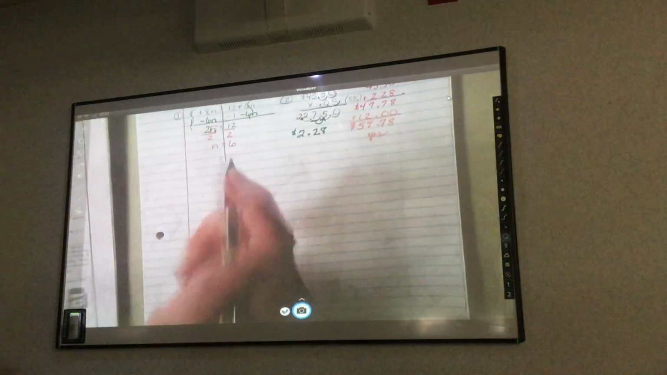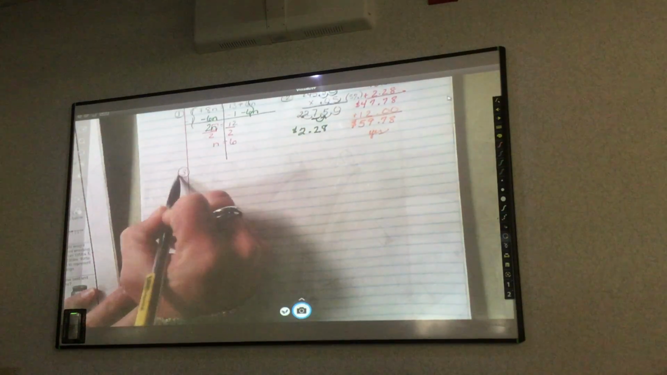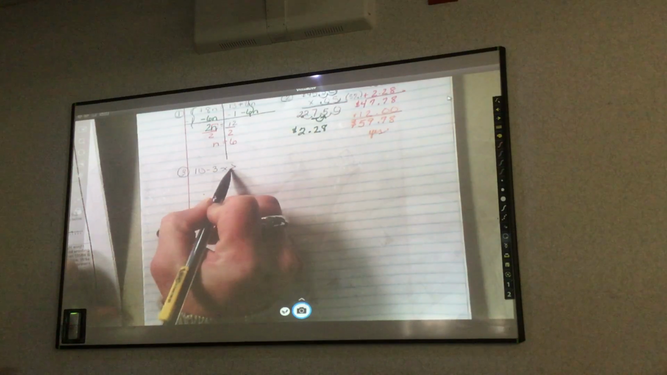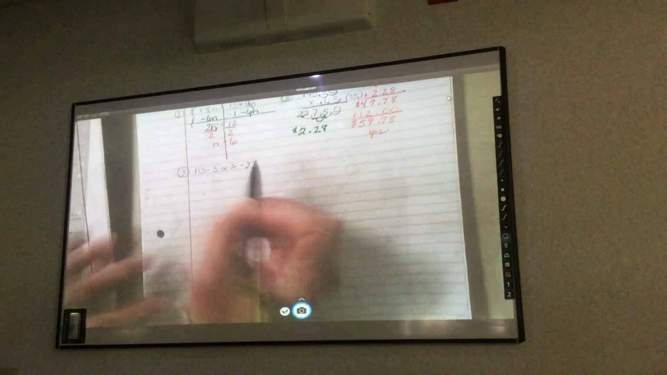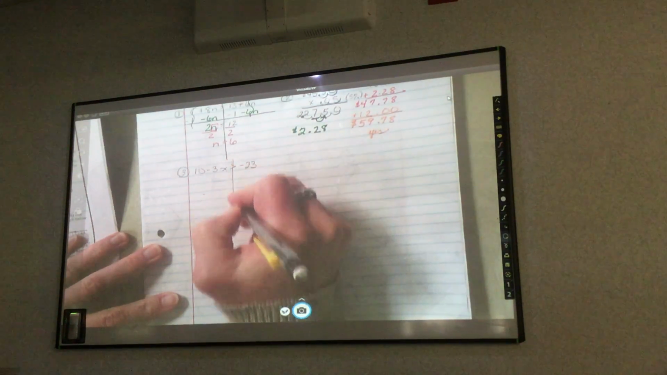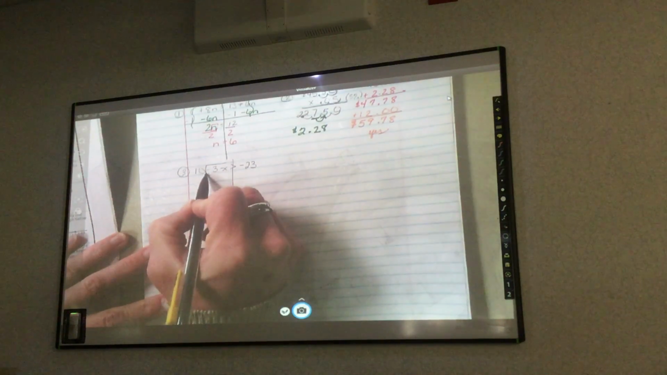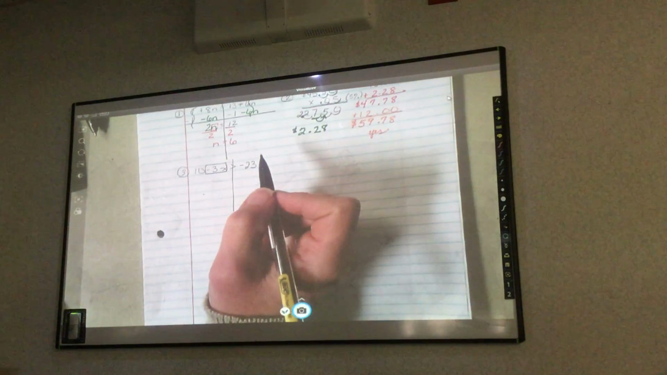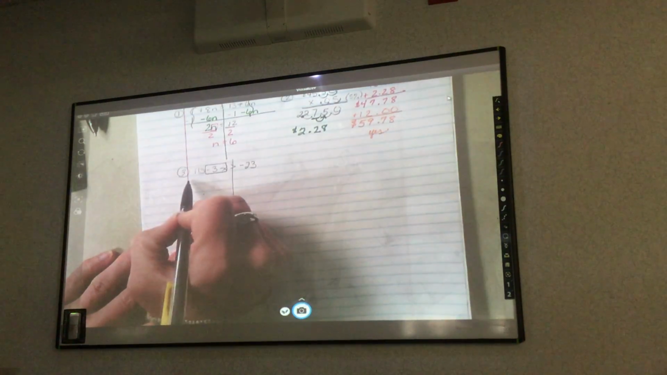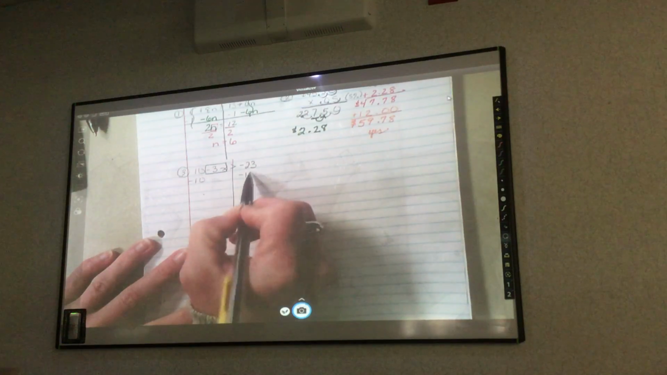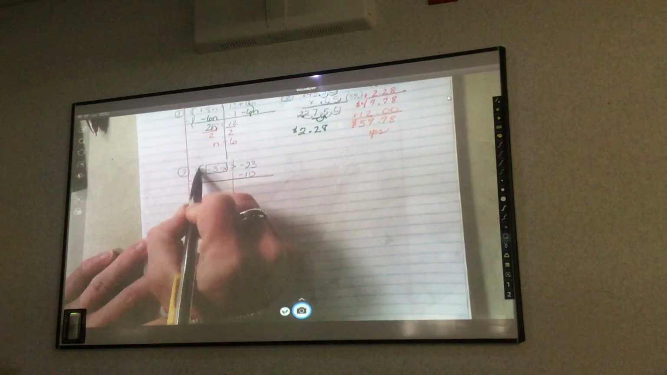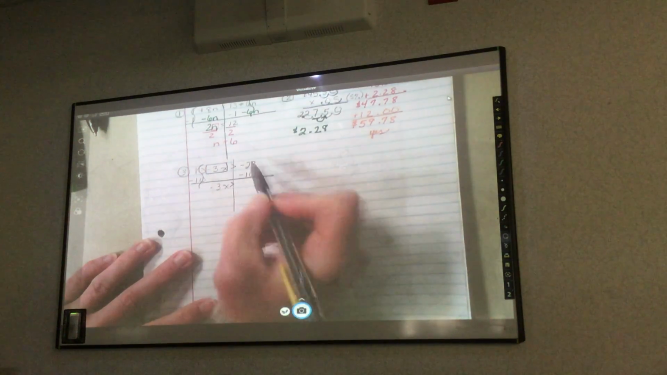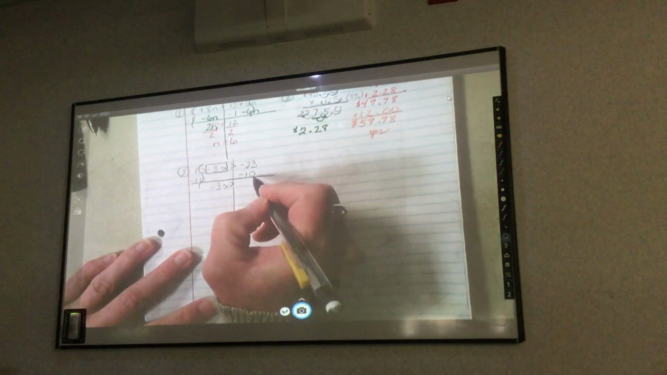Alright, number 3. 10 minus 3x is greater than a negative 23. Draw your line. I'm going to box up my negative 3x because I don't want to move my x. How do I move my 10? Subtract. Minus 10 to both sides. These cancel each other out. I'm left with a negative 3x is greater than, these are both negative, so I'm just adding, and it becomes a negative 33.